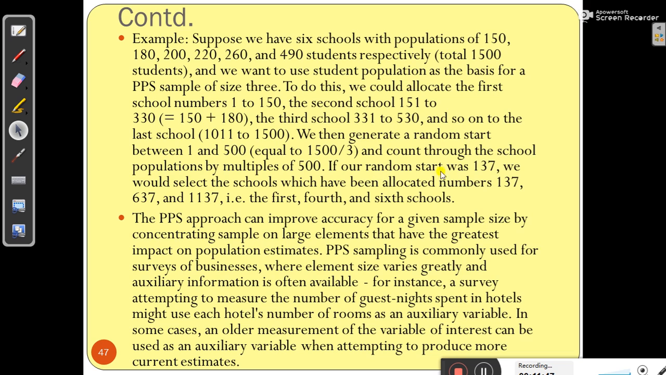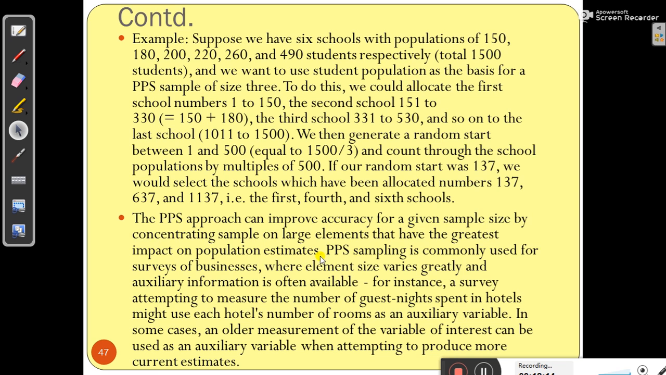If our random start was 137, we would select the school which has been allocated number 137 first, then go for 637, then go for 1137. That is the first, fourth and sixth school. The PPS approach can improve accuracy for a given sample size by concentrating the sample on large elements that have the greatest impact on population estimates.